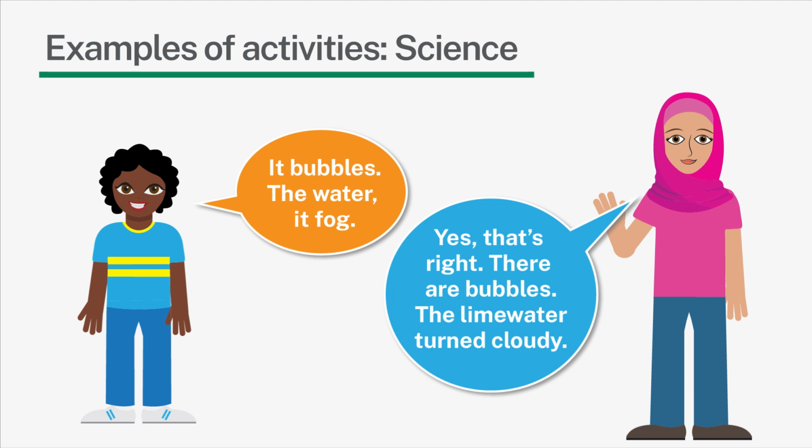In this example, with a learner whose proficiency level is at band B, the early acquisition stage, the teacher confirms that the learner's observations are correct. Then, the teacher shifts their response to provide key vocabulary in science: lime water and cloudy. The teacher also provides the correct sentence structure for a scientific observation: the lime water turned cloudy.